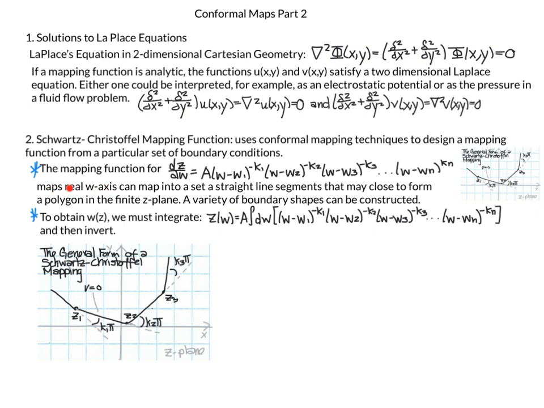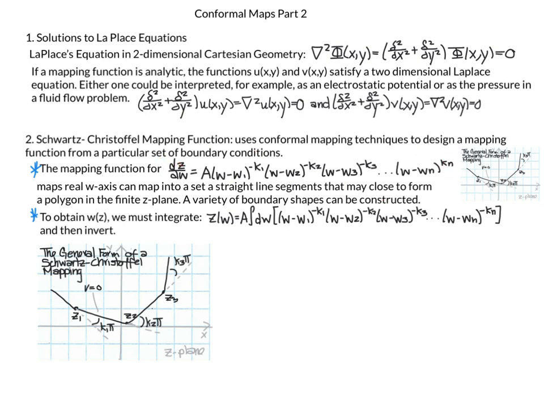The second conformal map we were looking at is the Schwarz-Christoffel mapping function, and this is useful because we can map a real line, the w axis, into a set of straight line segments that may close to form a polygon. So from a straight line axis, we can make any polygon, and then from there a variety of boundary shapes can be constructed. This is the mapping function we have.